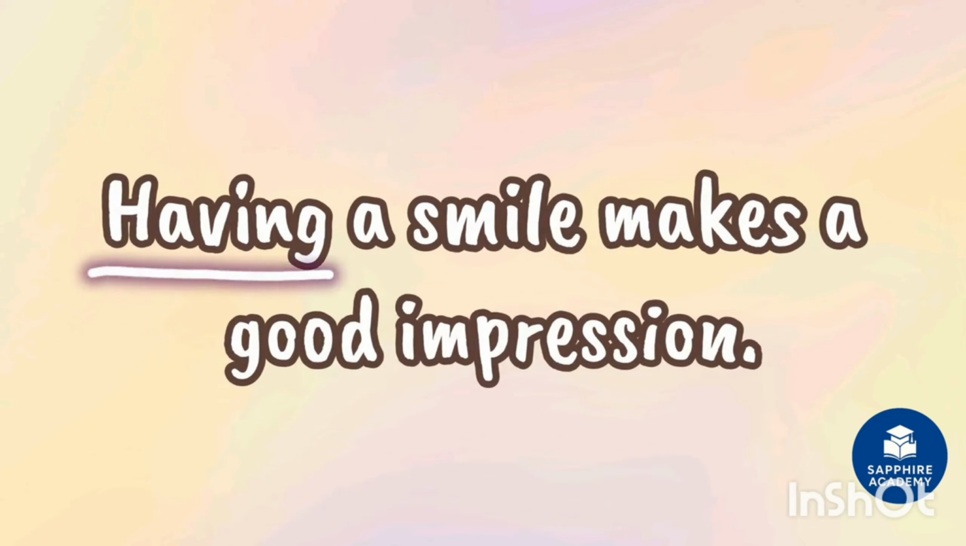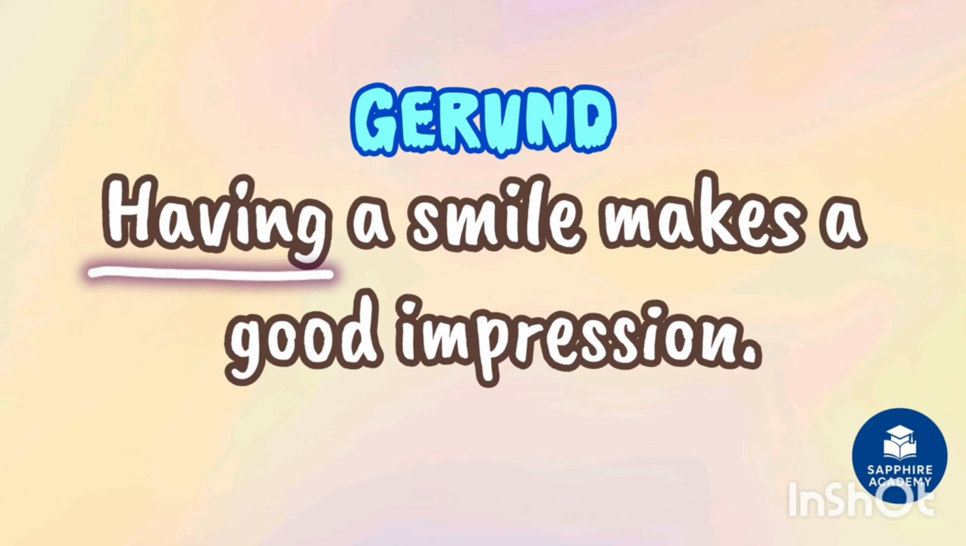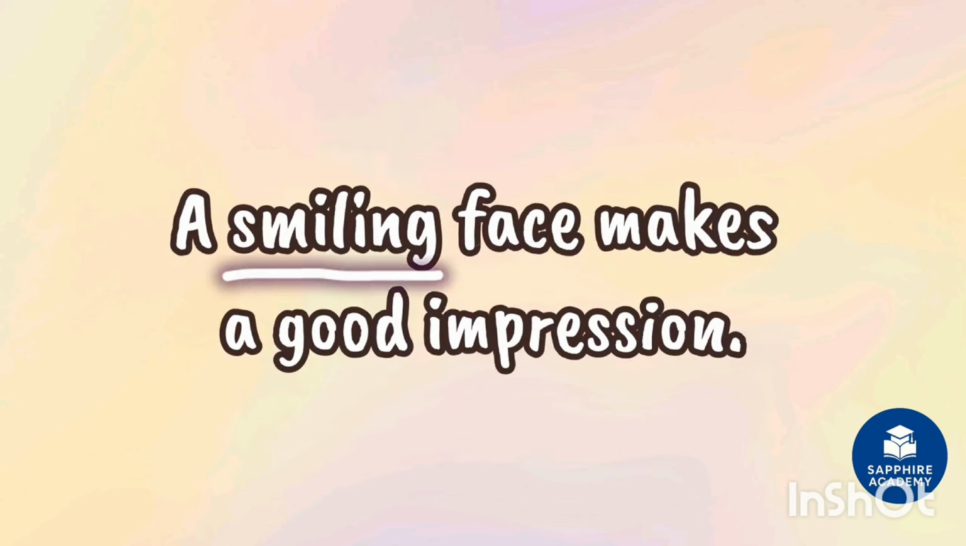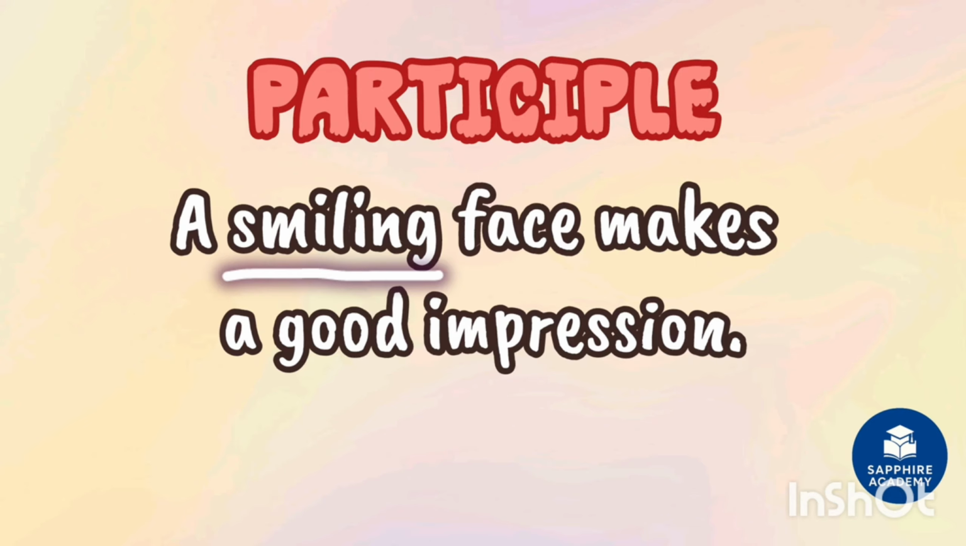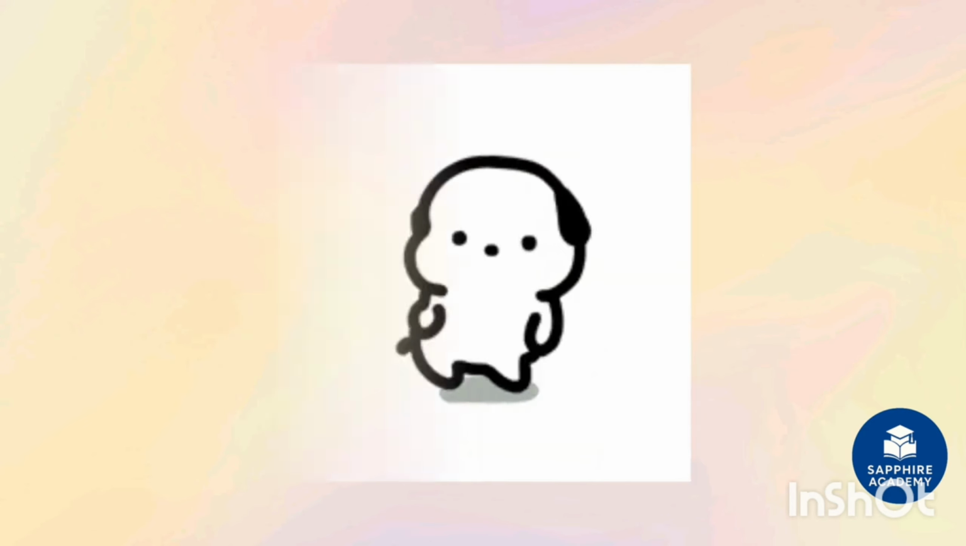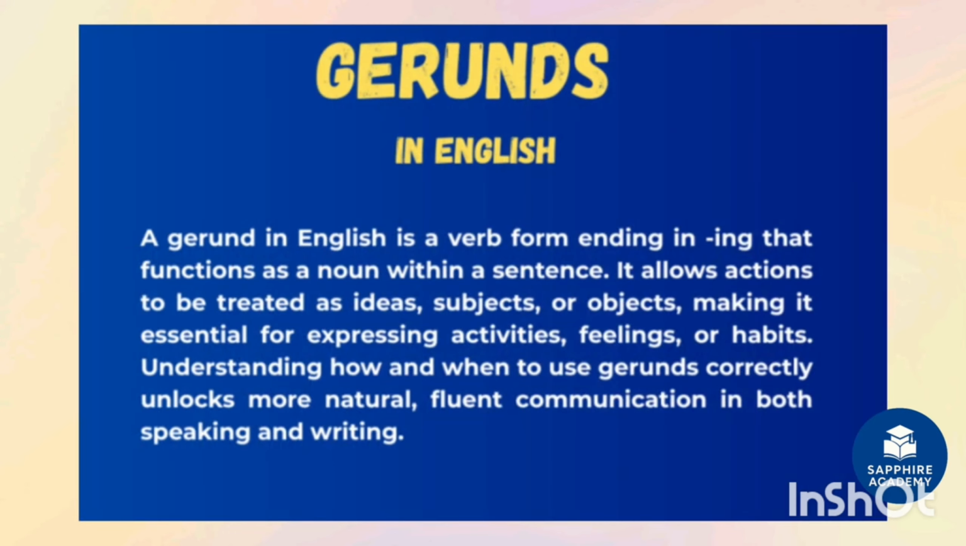Let's understand this with some examples. Having a smile makes a good impression. This is a gerund because it works as a noun. Next example, a smiling face makes a good impression. This is a participle and works as an adjective. To conclude, a gerund is a verb ending in ing that functions as a noun. It does not show tense and cannot act as the main verb.